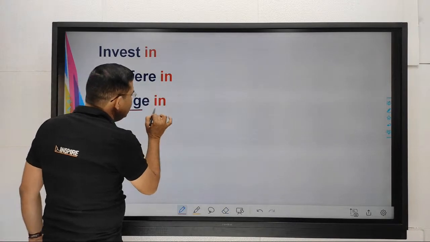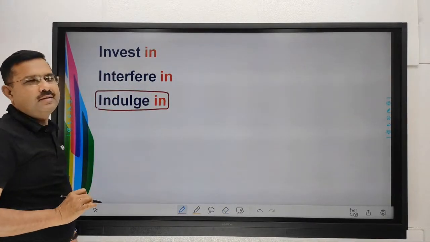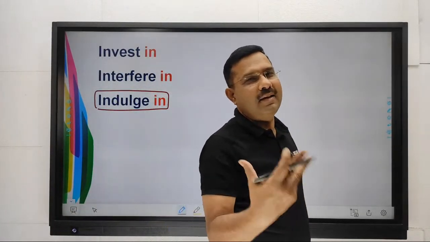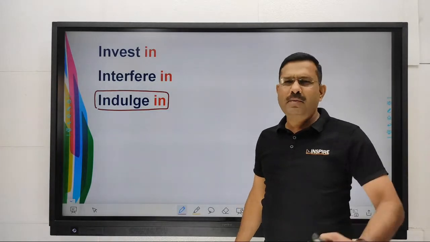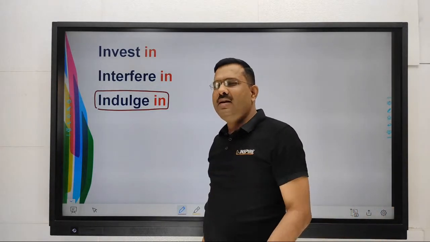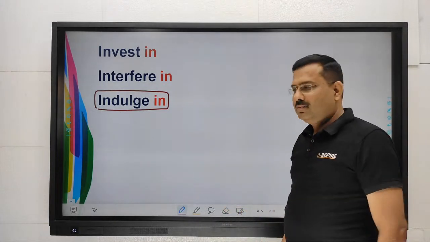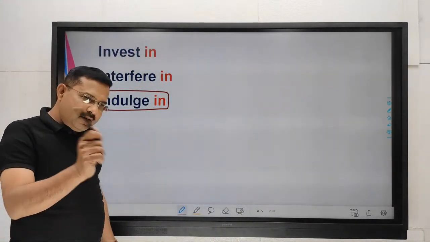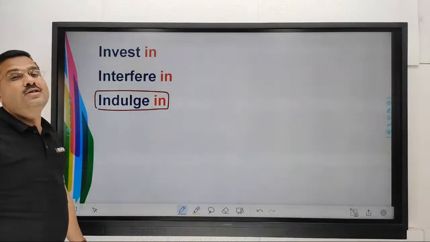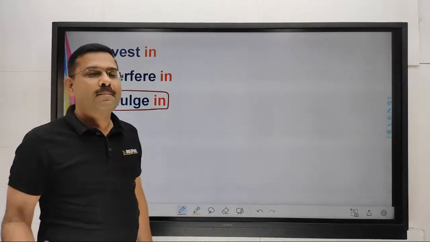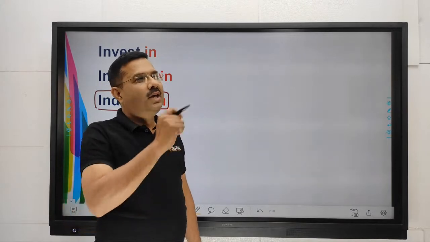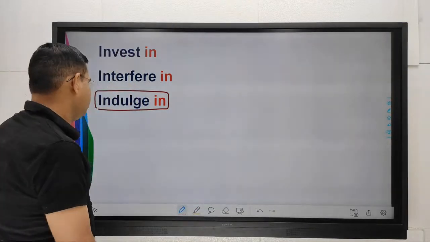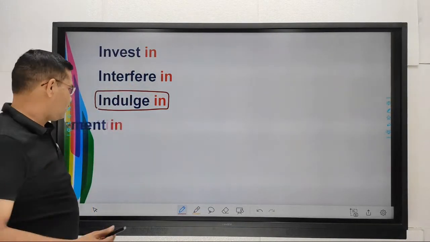Indulge in means involved in some negative things mostly. He is indulged in gambling. Number of people nowadays, they are indulged in online gambling. You know, this team banao, that banao. So they are very much involved in, or though it is negative, so the proper word is indulge in. That in Hindi called lipt hona, fasa hua hona. He was also indulged in that case. Indulge means involved but in negative things.